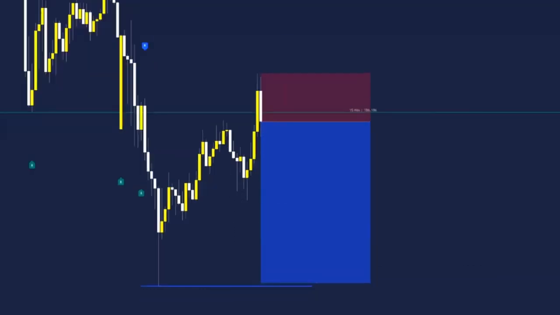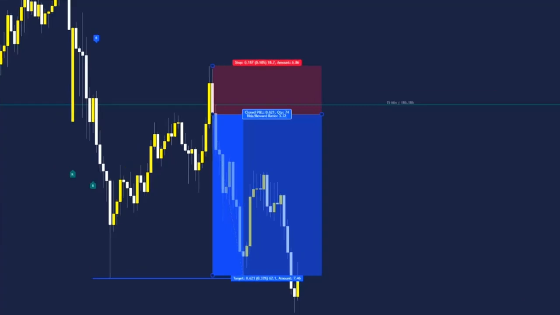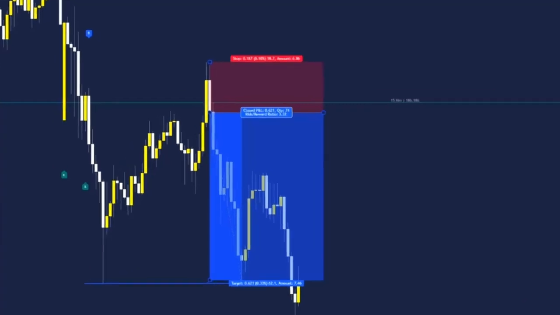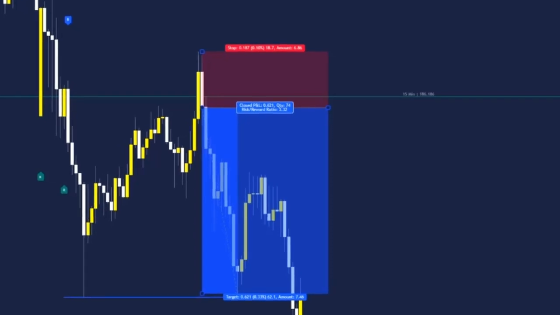And let's see what happens. And there we go, for a 3.32 result. Price has hit our take profit, and we can confirm that that is a successful trade.